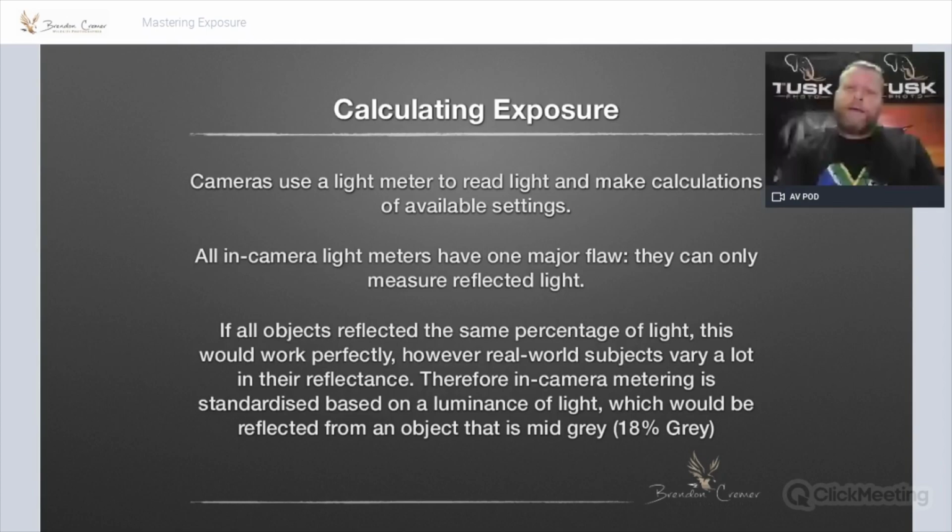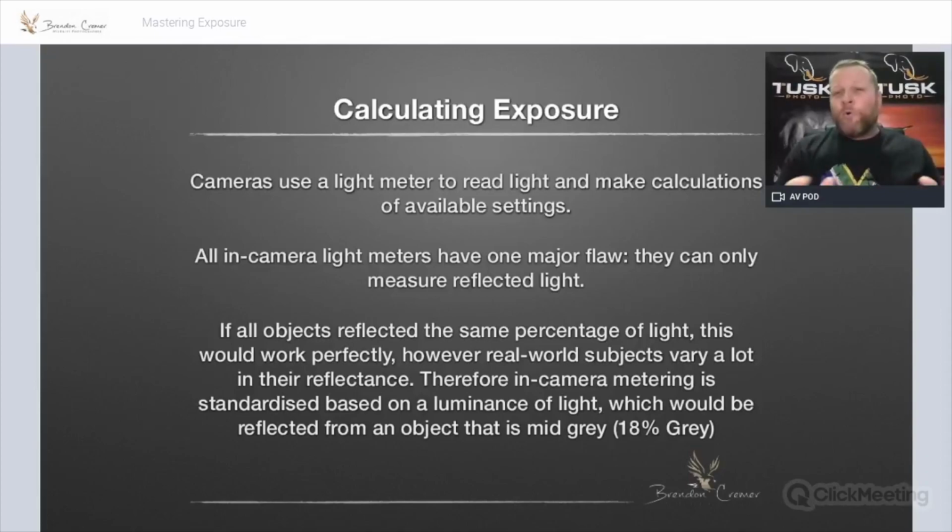So depending on what metering mode you're using, the camera is still evaluating whatever you're pointing it at in order for it to try and make a calculation. However, these light meters have one major flaw, and that is that they only read reflected light. Okay, so in other words, they require light to bounce off a subject and reflect back into the camera's metering system in order for it to try and calculate how much light is coming off that subject.